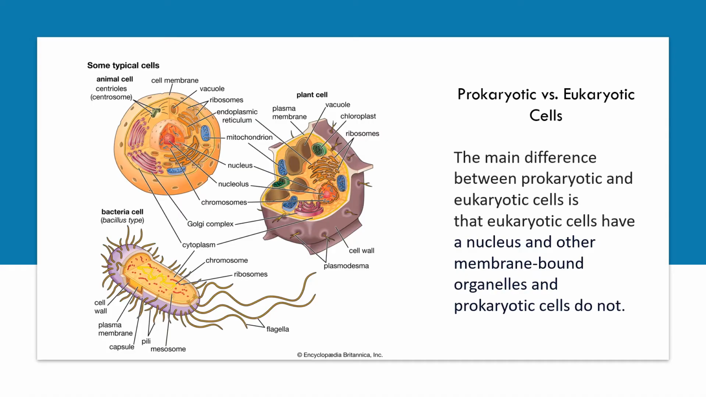Prokaryotic cells, like the bacterial cell, do not have a membrane-bound nucleus. Their genetic material is not found surrounded by a membrane. Eukaryotic cells, like plant cells and animal cells, are characterized by a nucleus that contains their genetic material and has a membrane surrounding it, and many other membrane-bound organelles. Let's take a look at some of the organelles that we will typically see in a cell.